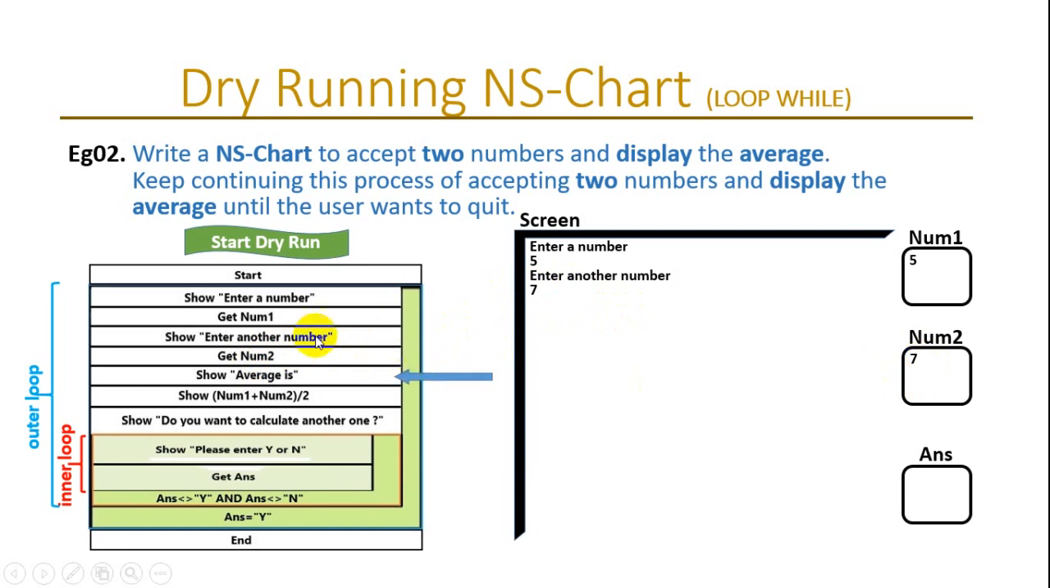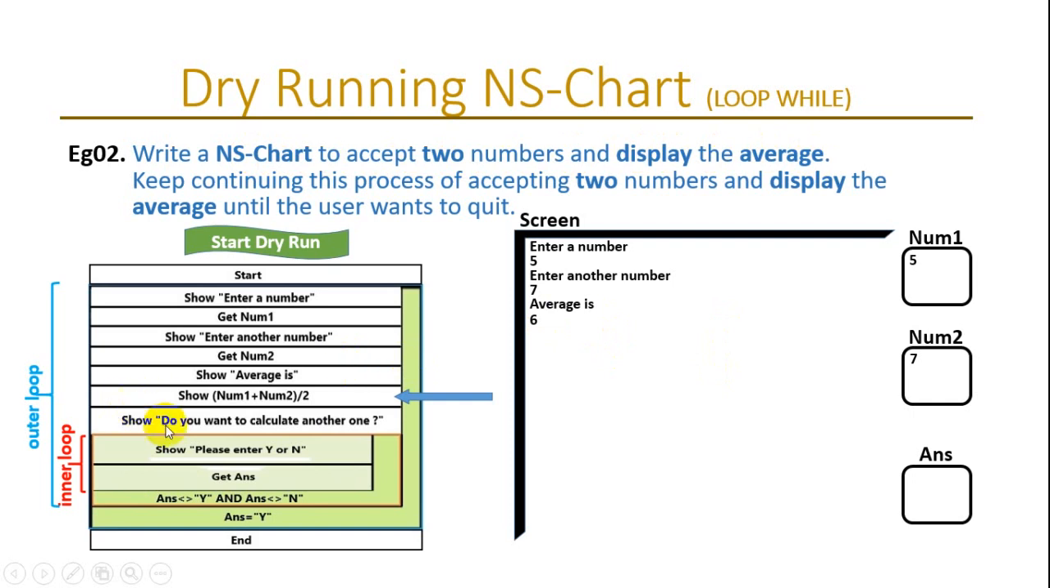Then go to the next line, this says show averages, so that displays, and then go to the next line which says show num1 plus num2 divide by 2. So num1 plus num2 is 5 plus 7, which is 12. 12 divided by 2 will be 6. So when you say show this expression, it evaluates to 6 and 6 will be shown, right? So now this is the first part of the exercise: write an NS chart to accept two numbers and display the average. We have done it. Now I want to ask the user, do you want to repeat this again?